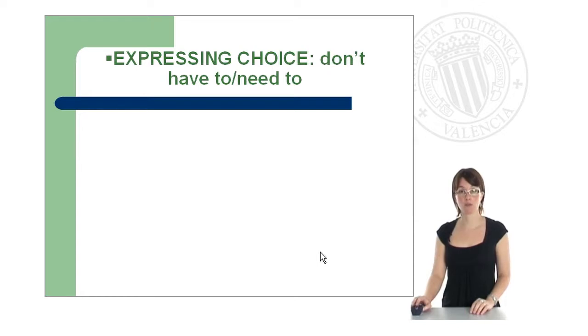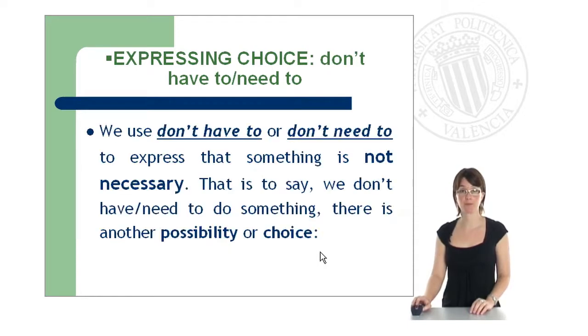Let's have a look at the first group, expressing choice. We use don't have to or don't need to to express that something is not necessary. That is to say, we don't have to do something. There is another possibility or choice. Let's consider the following examples.